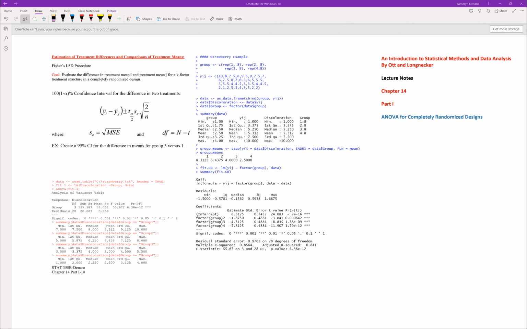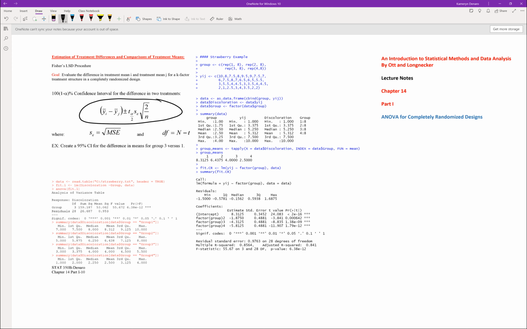This is the formula that we're going to use: y bar i minus y bar j. So that's the sample mean for treatment i and the sample mean for treatment j, plus or minus t alpha over 2 times s epsilon times the square root of 2 over n. And in this case, this is assuming that we have equal sample sizes in each of those groups. So we're going to use this Fisher's LSD procedure. And our goal, once again, is to evaluate the difference in treatment mean i and treatment mean j for a k-factor treatment structure in a completely randomized design.